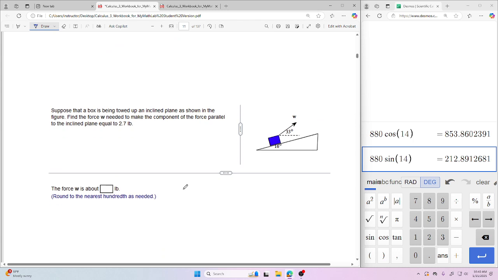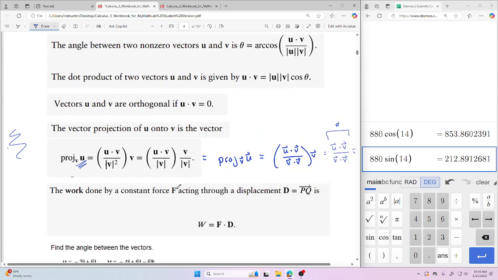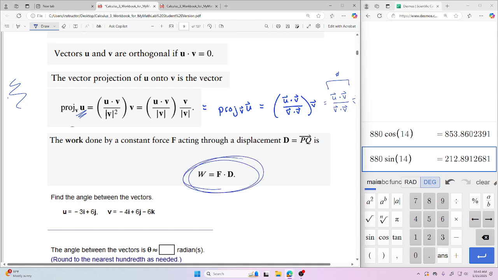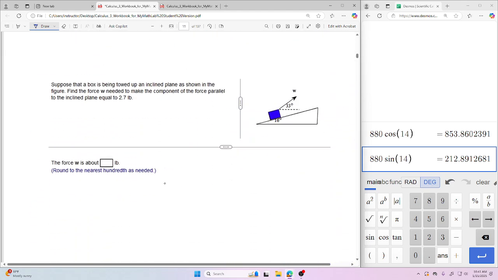Sometimes they're just easy. Okay, so suppose we have a box inclined on a plane, and we want to find the force W, which I'm guessing is how much they're pulling up on that right there. Do we have a formula for force? Yes. Or force times distance. But that's work. Are they looking for work done, or just that actual force? Just the force? Okay. That's not work. There's no way that W would mean work. It's a force.